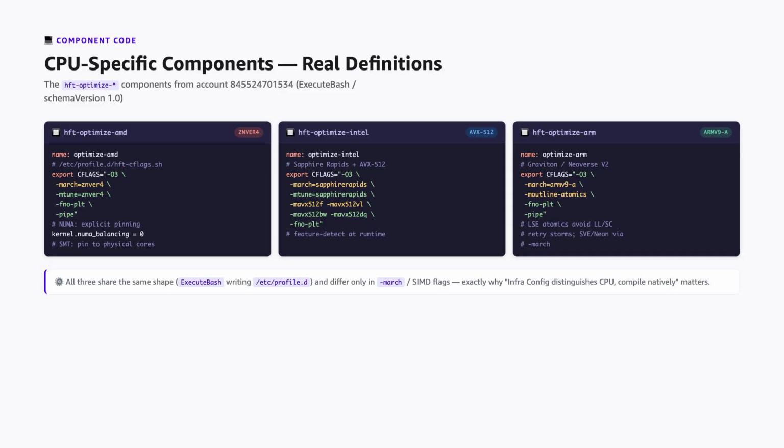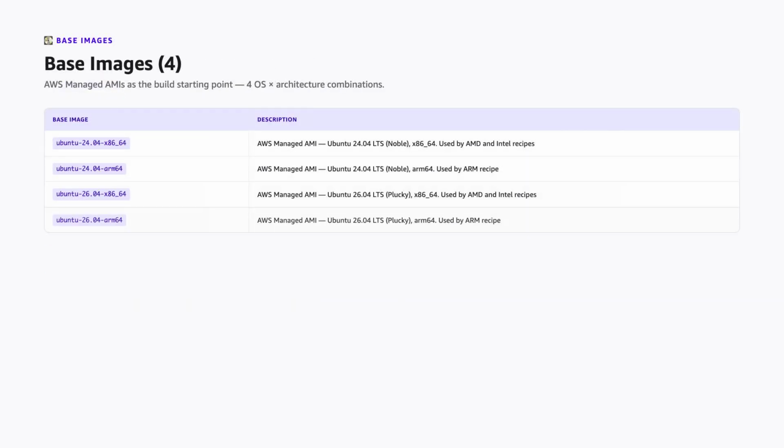This is exactly why the design insists on distinguishing CPU at the infrastructure layer and compiling natively. The same source, 3 sets of flags, 3 native builds, and 3 images, each genuinely optimized for the silicon they'll run on. The 4 base images are all AWS-managed Ubuntu AMIs, used as the starting point for the build. We have 2404 in x86-64 and ARM64, and 2604 in x86-64 and ARM64.